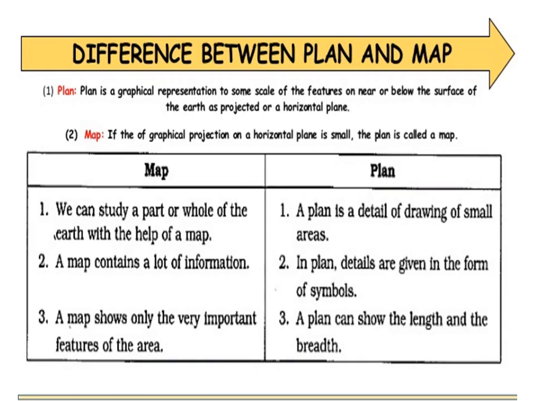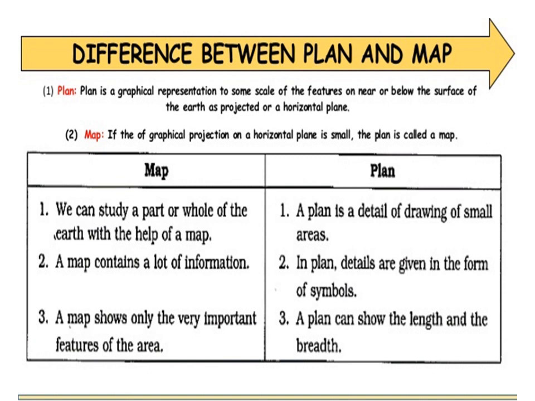In this slide we are going to see the difference between plan and map. A plan is a graphical representation to some scale of the picture on, near or below the surface of earth as projected, whereas a map is a graphical projection on a horizontal plane where the projection is small and the plan is called a map. Then we'll see what is the exact difference between map and plan.